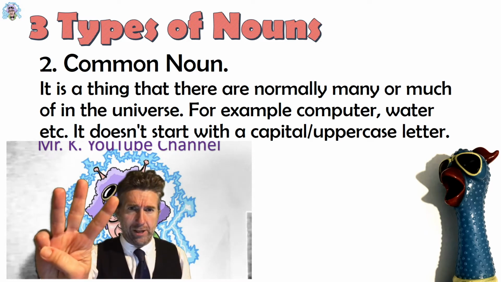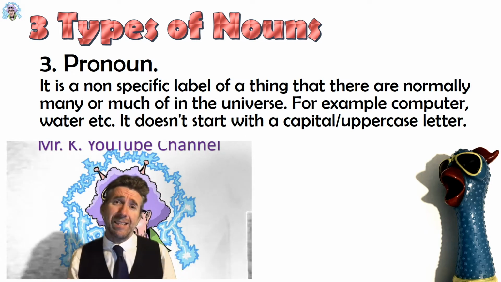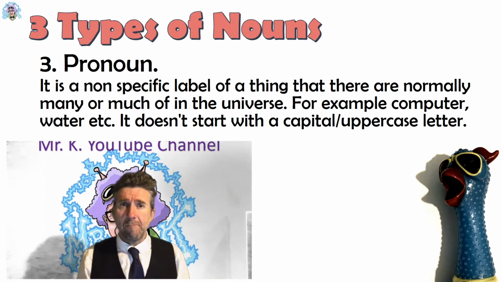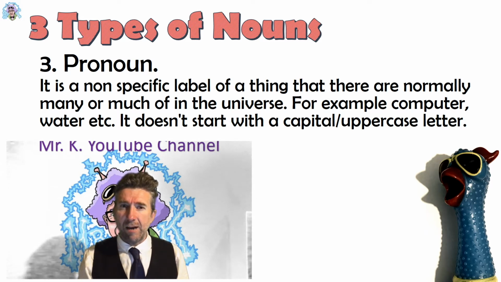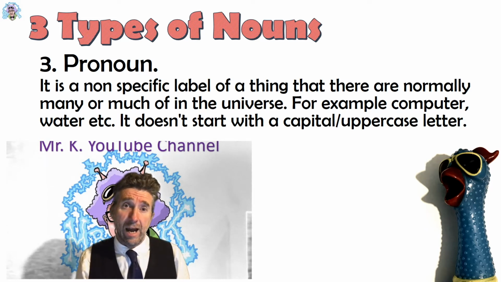The third type of noun is the pronoun. Now, a pronoun is a label of something, and it's a non-specific label to a large degree. It's words like it, I, they, her, him. It's not specific. It's a label that we're giving something that doesn't really say what it is. But it normally is already familiar to the listener and the speaker.